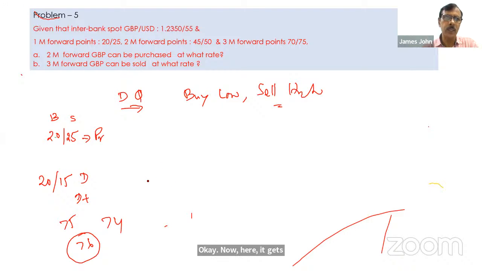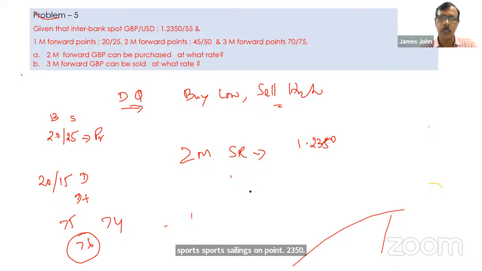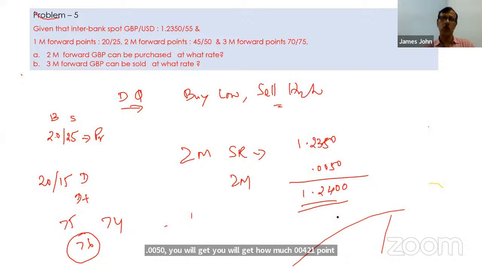Now here, in this case, we want 2-month GBP to be purchased. That means we want the 2-month selling rate. Suppose you take the spot selling rate, which is 1.2350. If you add the 2-month forward points of 0.0050, you will get 1.2400. Isn't it? That is the 2-month selling rate.